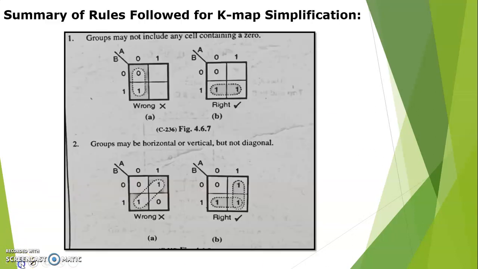Next you have the summary rules for K-map simplification. Rule 1: a group may not include any cell containing a 0. Okay. If there is a 0 and a 1 together, then you are wrong. If it is 1 and 1, that means you are right.